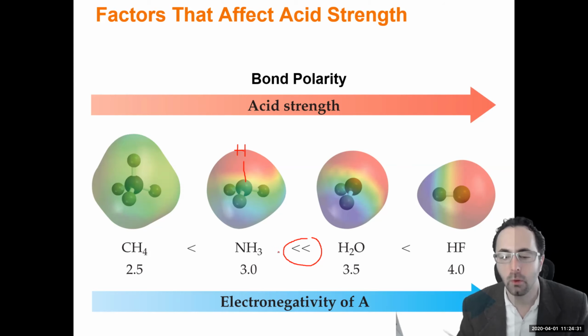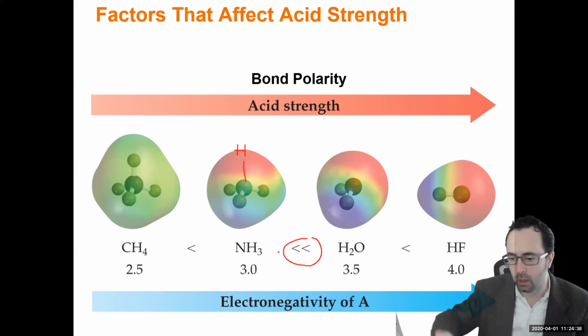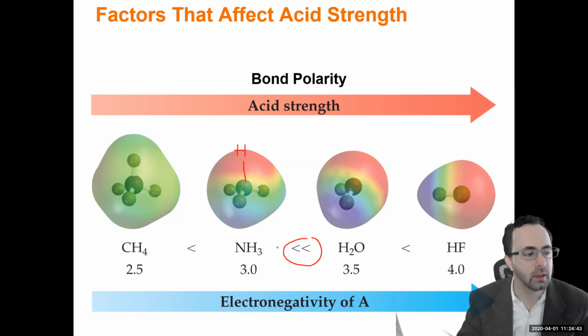Okay. So this is how you estimate acid strength for atoms attached to hydrogen going across. The last slide was going up and down on the periodic table. Other questions related to that idea?